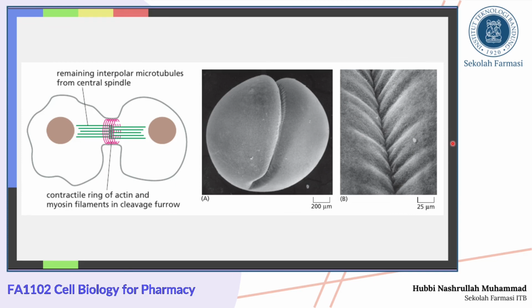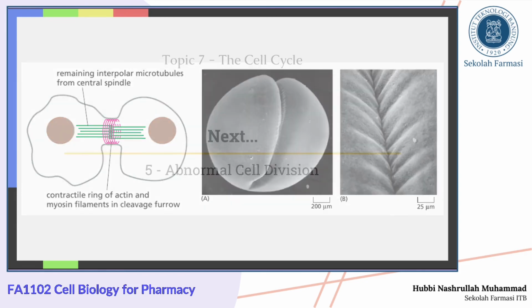Here are two electron micrographs in which you can see a ridge forming around a dividing cell. Once the cell has been divided into two daughter cells, this marks the end of the M phase, and each of the daughter cells can enter the G1 phase.